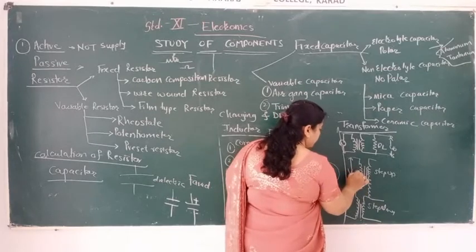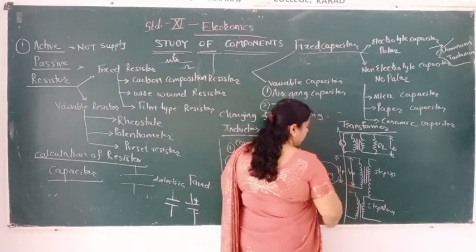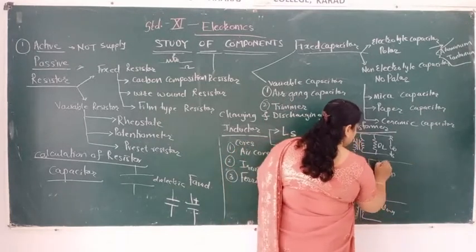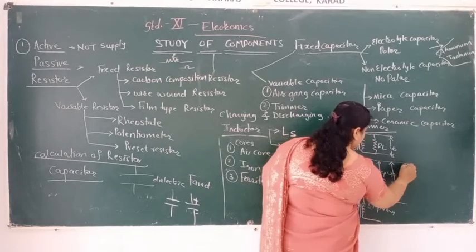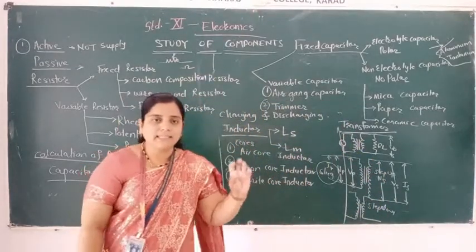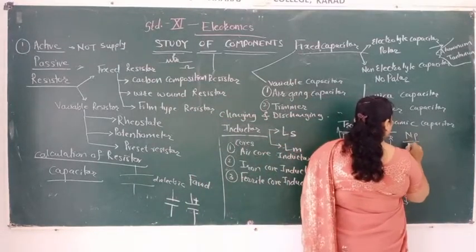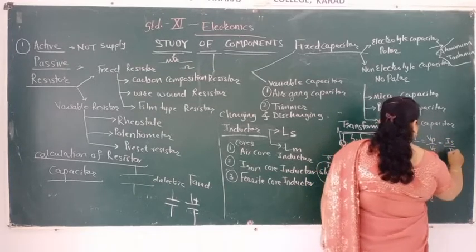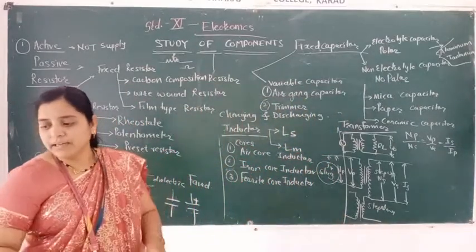Means what will you write? Voltage across the primary is Vp, number of turns is Np, and current is Ip. Similarly here, number of turns is Ns, voltage across this is Vs, and current across this is Is. So we have seen the relations of those voltages and currents. What relation we have seen? Np upon Ns is equal to Vp upon Vs is equal to Is upon Ip. That relation we have also seen, that is the voltage ratio, current ratio and turn ratio of the transformer.